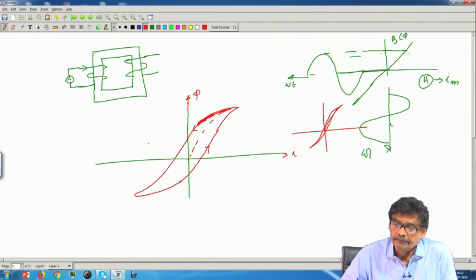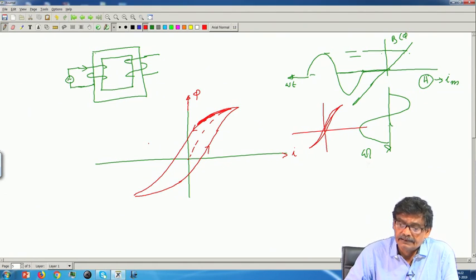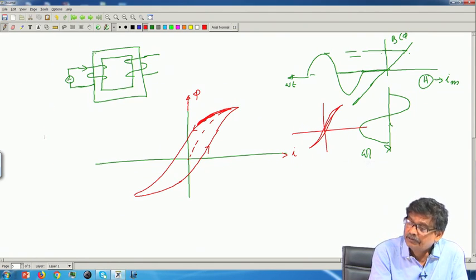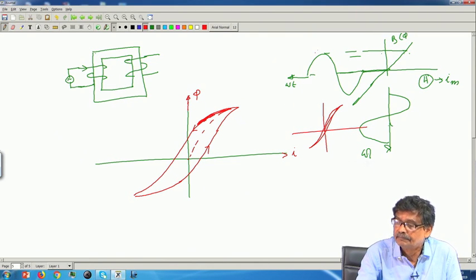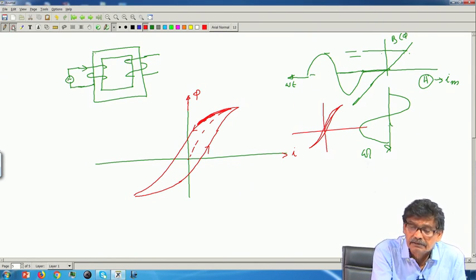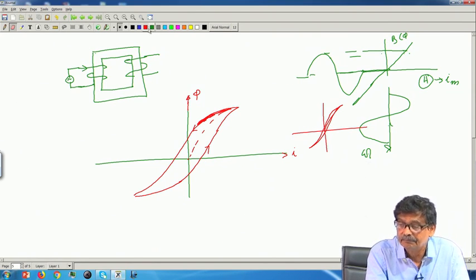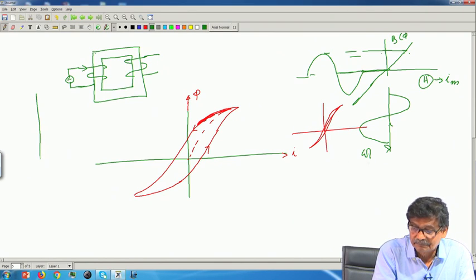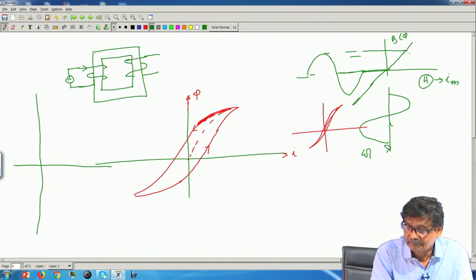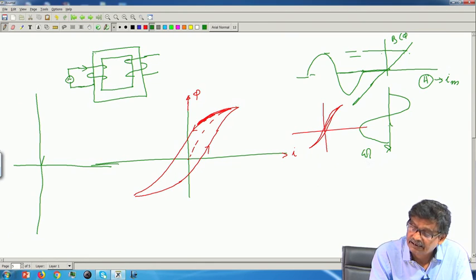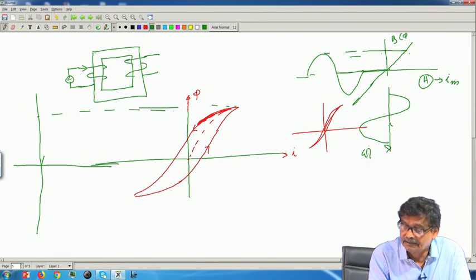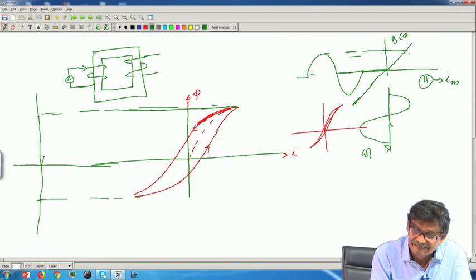Now I will ask myself: if the value of the flux changes with respect to time like this, suppose this is the time axis, and phi or B value is changing with time like this. The question is very innocent.